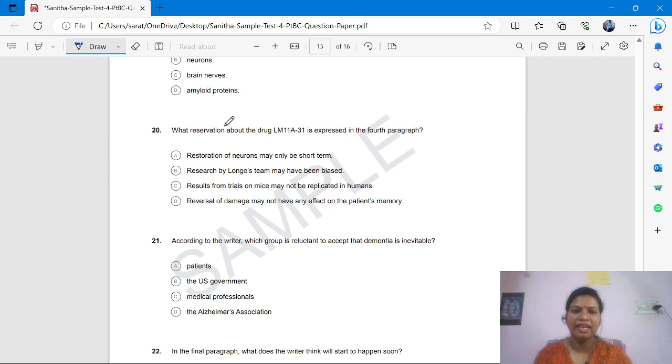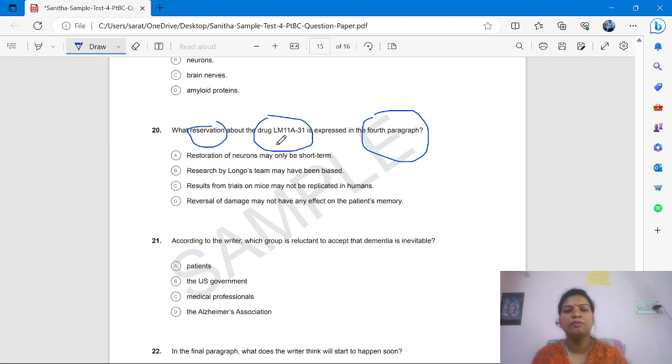What reservation about the drug LM11A31 is expressed in the fourth paragraph? We have to go to the fourth paragraph and find out what reservation about the drug is expressed. "Restoration of neurons may only be short-term." These are the distractive words. We have to find the distractive words.